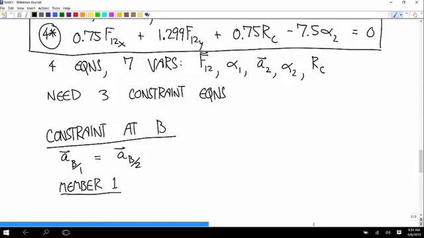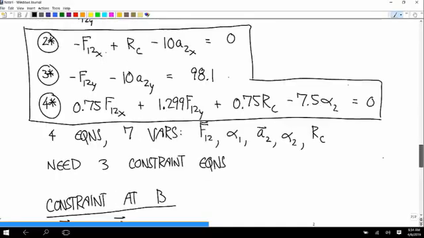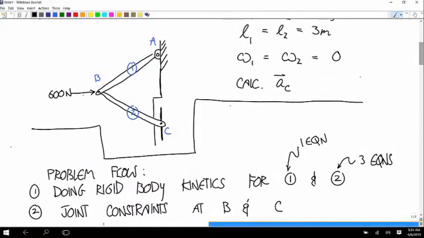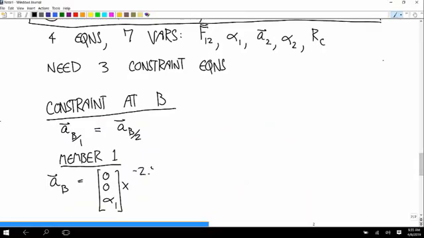Okay, so first, member 1. The acceleration at B, according to member 1, this one has a fixed point, so we don't have to use relative motion. It's just circular motion around that fixed point. So we have 0, 0, alpha 1 crossed with the r vector from the center of the circular motion to the point in question. So that r vector, this point is moving around A. So that has to be negative 2.598, negative 1.50.